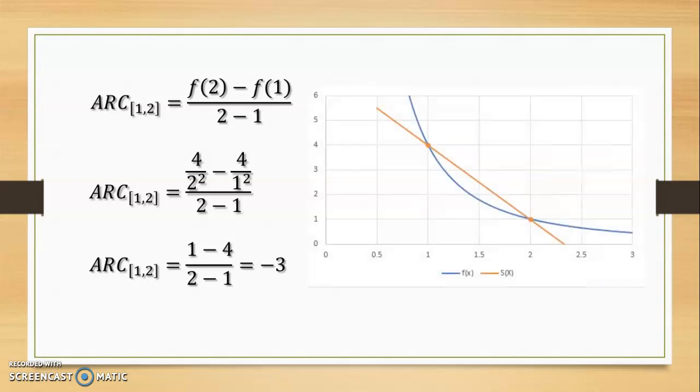Here's what we observe graphically, where in blue we see the function y equals 4 over x squared, and in orange we have the secant line through the 2 points at the extremities of the interval 1 to 2. The slope we have calculated is minus 3, so this is exactly what the average rate of change is depicting.